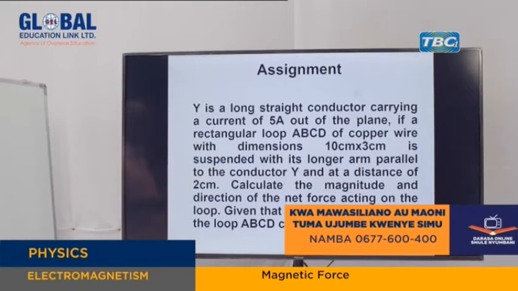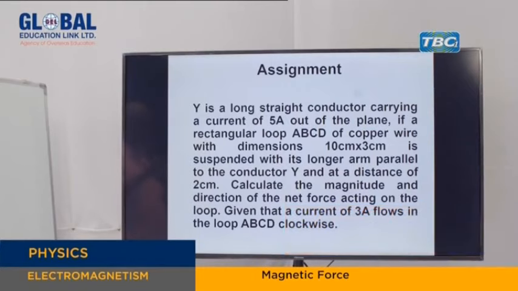Think about that. You should know how to draw these two scenarios. We are given the first wire, a straight conductor. Now it carries current out of the plane, and then we have another conductor which is forming a loop ABCD, a rectangular loop. The length is given and the width is given, and the current there is given as 3 ampere, which is flowing clockwise.